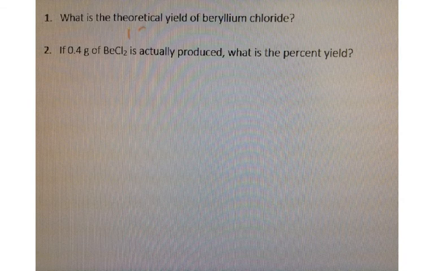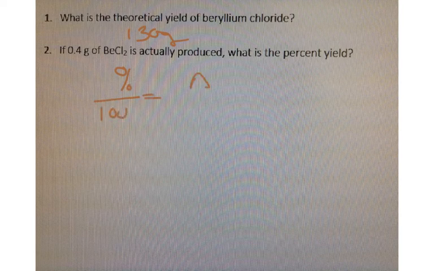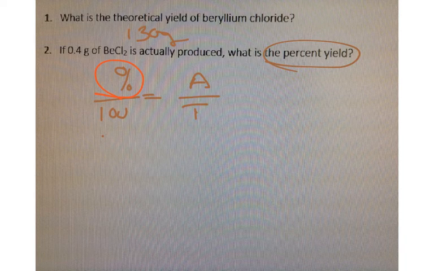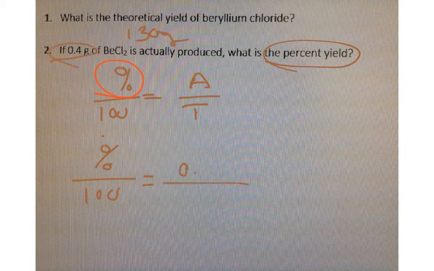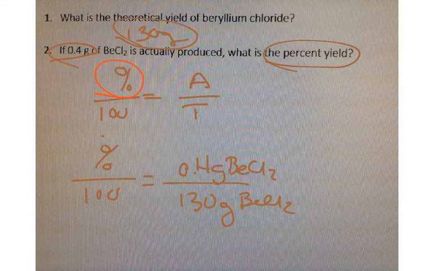Alright, so what is the theoretical yield? That would be the 130 grams. Now, if only 0.4 grams of beryllium chloride were produced, what's my percent yield? So I'm going to fill in my formula of percent over 100 equals actual, which I'm going to abbreviate as A, over theoretical. I am asked about the percent yield, so I am solving for percent. So I'm going to do percent, which is kind of my x, divided by 100, equals my actual, which it says I got of 0.4 grams of beryllium chloride. Now I divide it by my theoretical; theoretically I should have gotten 130 grams of beryllium chloride. So that doesn't look like a very good percentage.